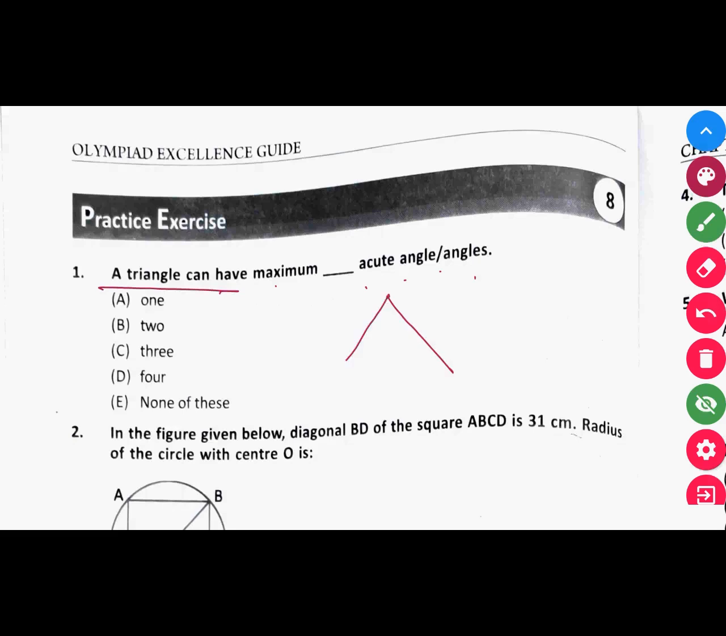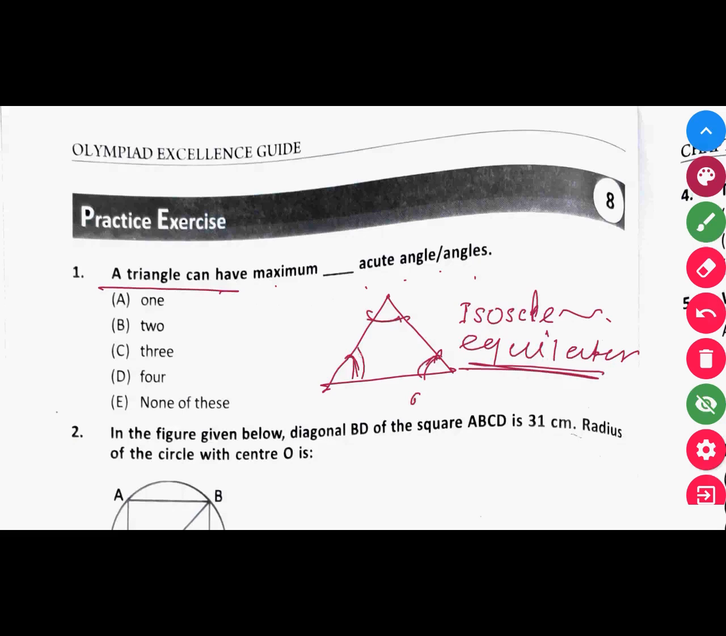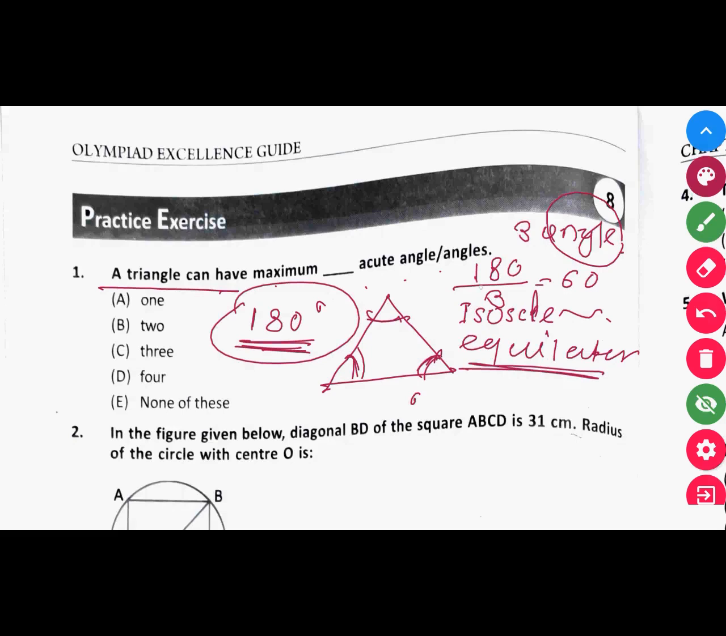Now see, this is a triangle which is isosceles or equilateral. If we say isosceles, then these two angles are of same measure. If we say equilateral, all the three angles are of same measure. Now we know that sum of all the angles of the triangle is 180 degree, and all the triangles have only three angles. So divide 180 by 3, you get answer 60.